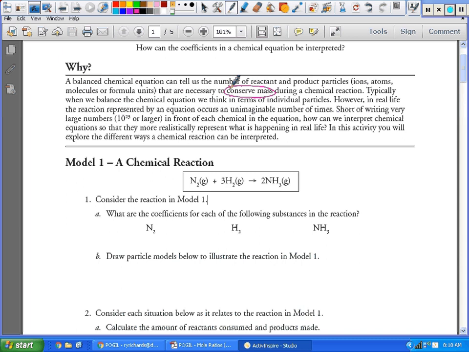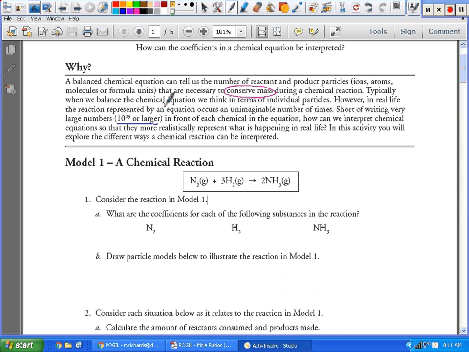Typically, when we balance a chemical equation, we think in terms of individual particles. However, in real life, the reaction represented by an equation occurs an unimaginable number of times, short of writing very large numbers. Have you ever seen this number before? That's Avogadro's number, that's 1 mole. In front of each chemical equation, we can interpret chemical equations so they more realistically represent what happens in real life.